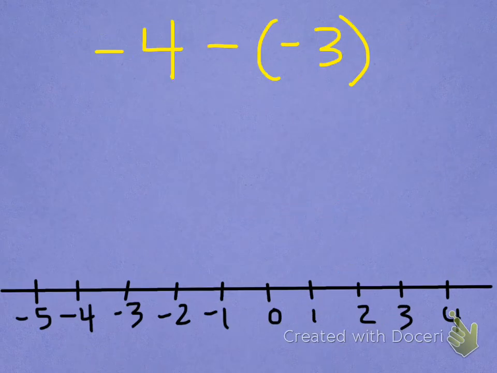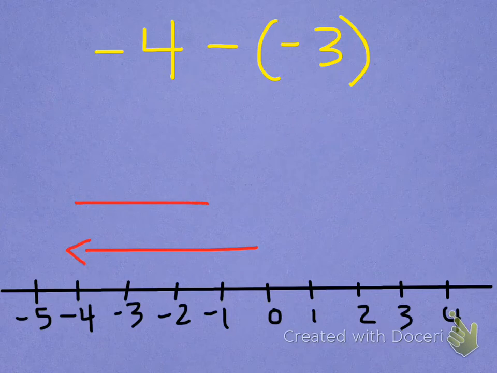Let's try another one. Here we have negative 4 minus negative 3. The first thing we're going to do is start from 0 and see what negative 4 looks like. So there is negative 4. Now in this question we're subtracting a negative. If I was going to add a negative, the inverse operation, I would go to the left. But since I'm actually subtracting it, I'm going to go to the right. So I'm going to go above the 4 where we were so we can see. I'm going to take away those 3 negatives, which puts me at negative 1.